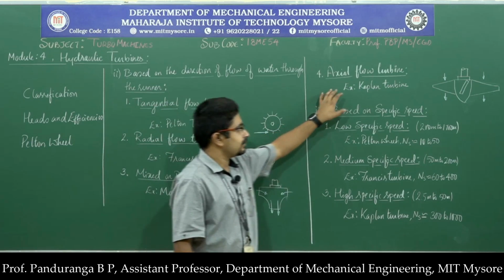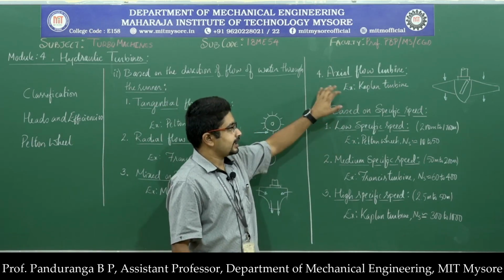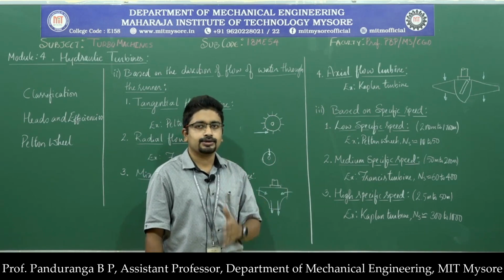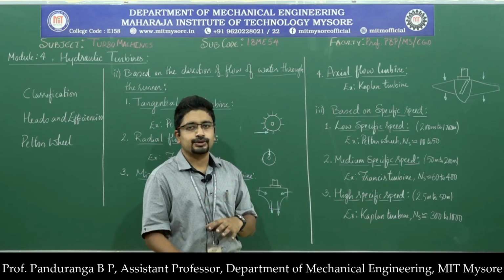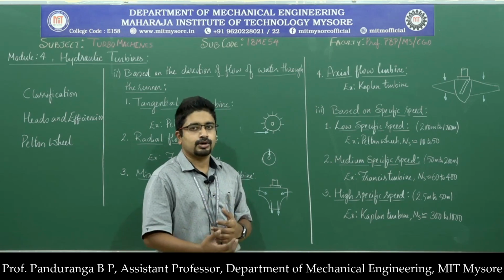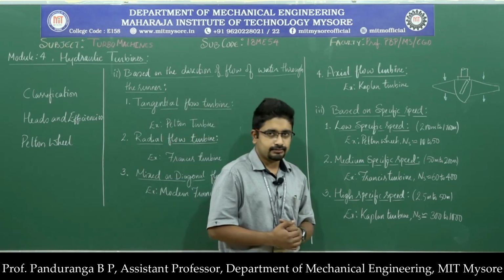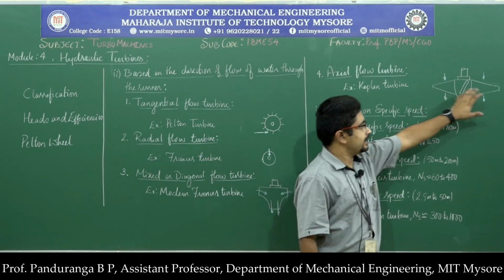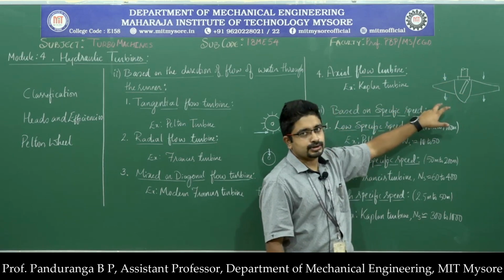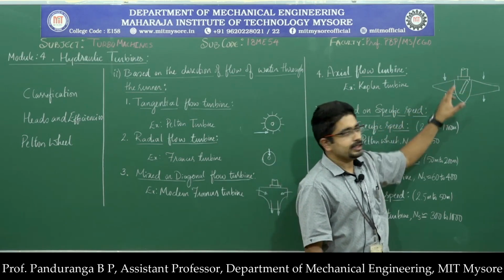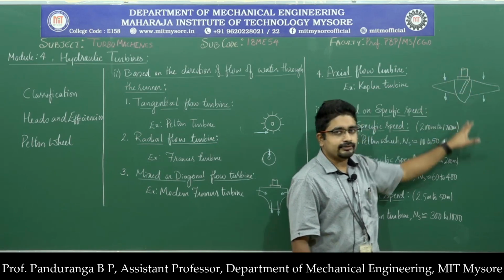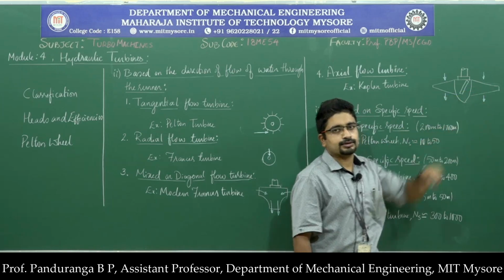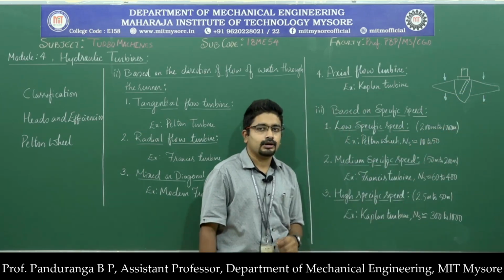Then we have axial flow turbines. So in the case of axial flow turbines, the flow of water will be parallel to the shaft when the water is flowing over the runner or the turbine blade. Here you have the Kaplan turbine, and here you can see that we have the blades and the water is flowing through the blades parallel to the axis. So this is the shaft and we have the axis in the vertical direction and the water is flowing parallel to the shaft or the axis.